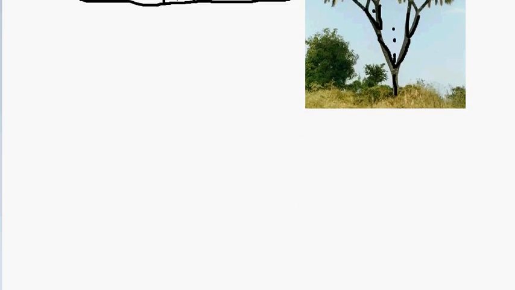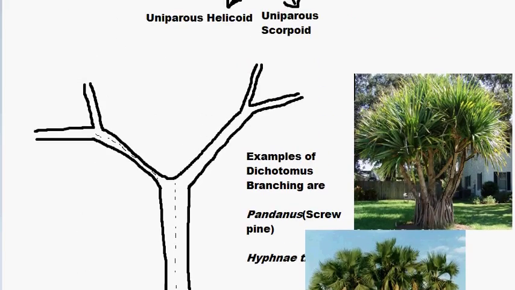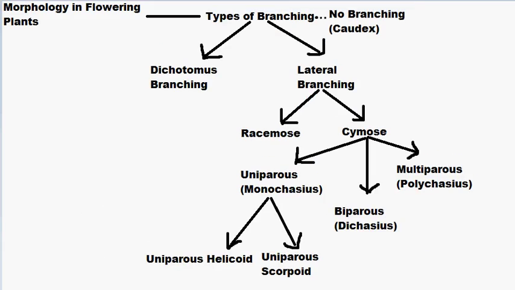Now let us talk about the other type of branching, that is the lateral branching. Let me scroll down. Now what is the main difference between the dichotomous branching and the lateral branching? The difference is that in the dichotomous branching, if this is the stem, the terminal bud of the stem divides into two. But in the lateral branching, we can say that the lateral buds cause the branching.